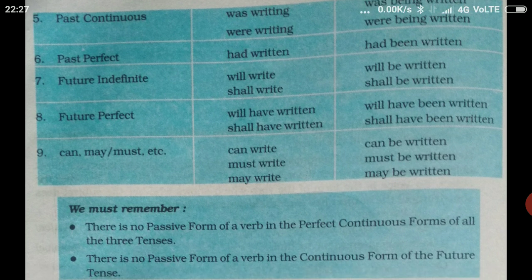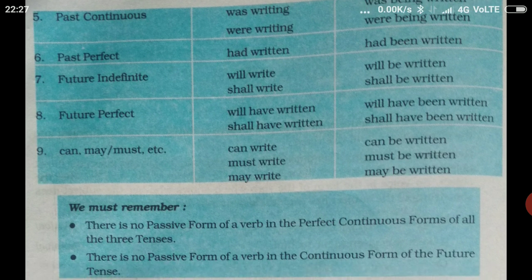And here can, may, must, etc. जो modal auxiliaries है, you will change the modals. Suppose that you will find here can write, you will write can be written. Must write, must be written. May write, may be written, right?